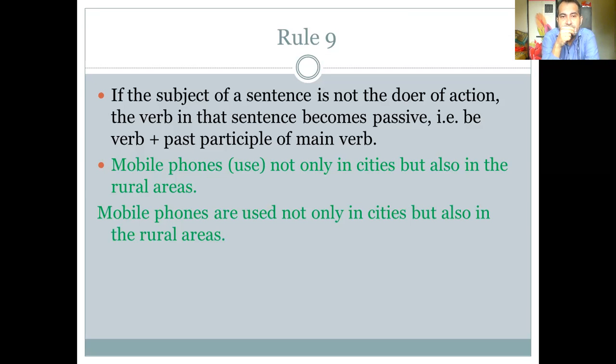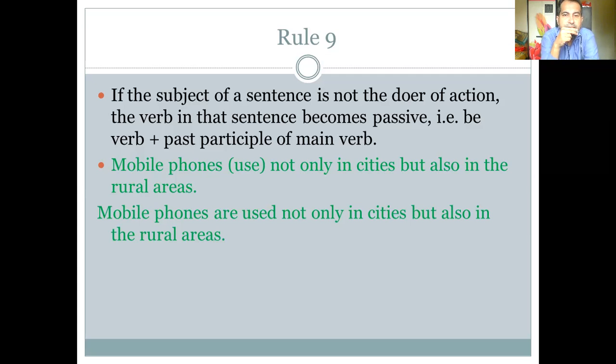Where is the actual subject? Who uses the mobile phone? We, the people. So we use mobile phones. Here "we" is not mentioned, that means "we," the genuine subject, is hidden. That's why this is passive voice.